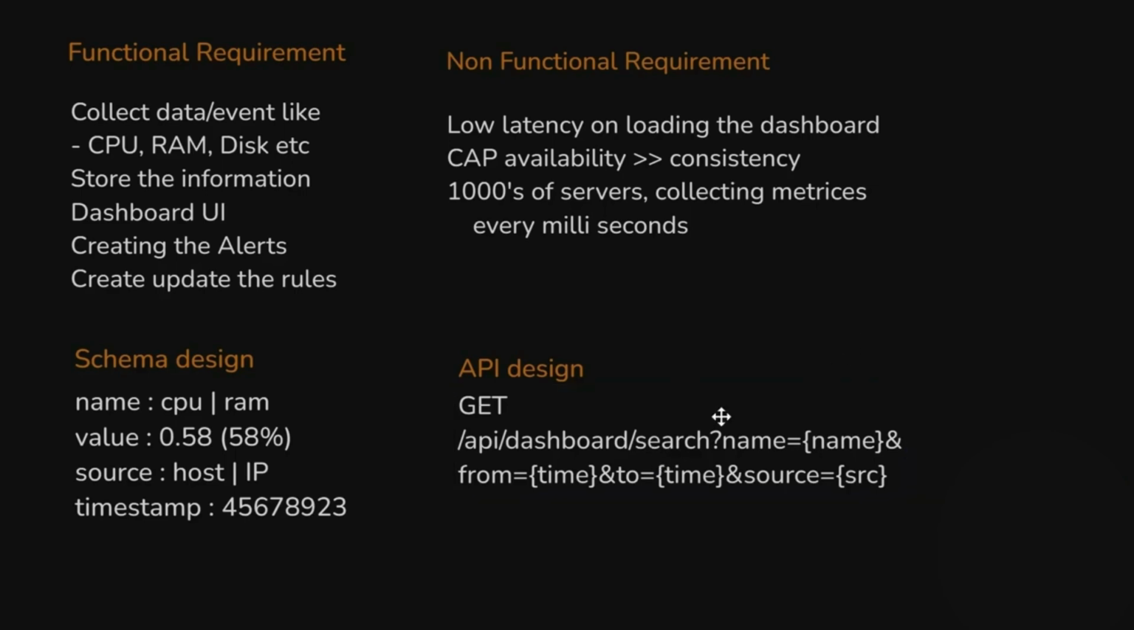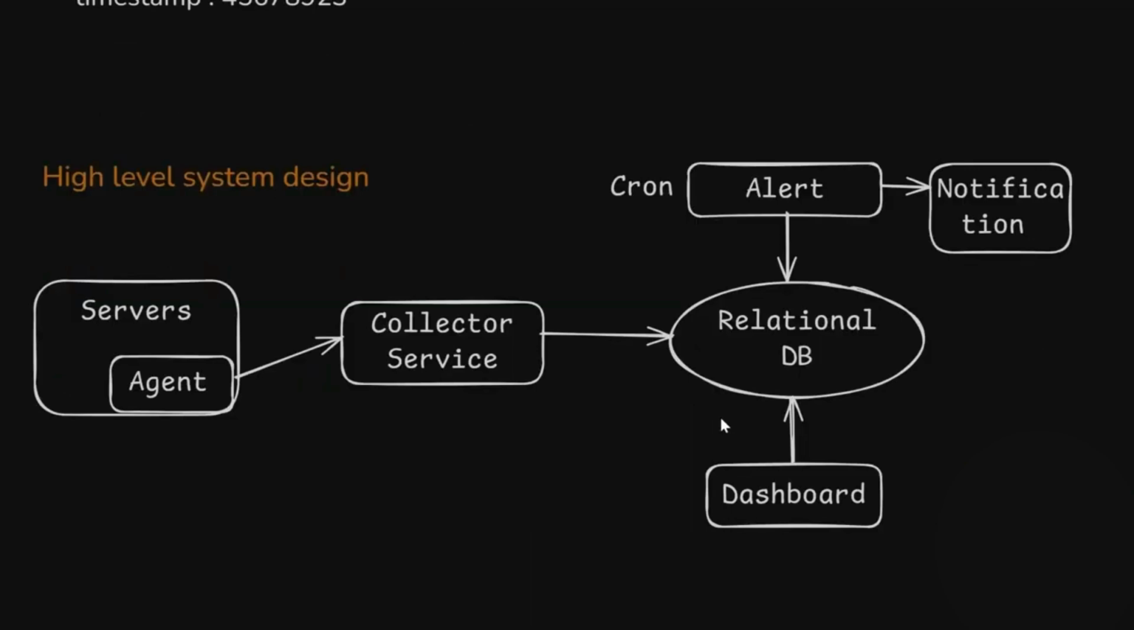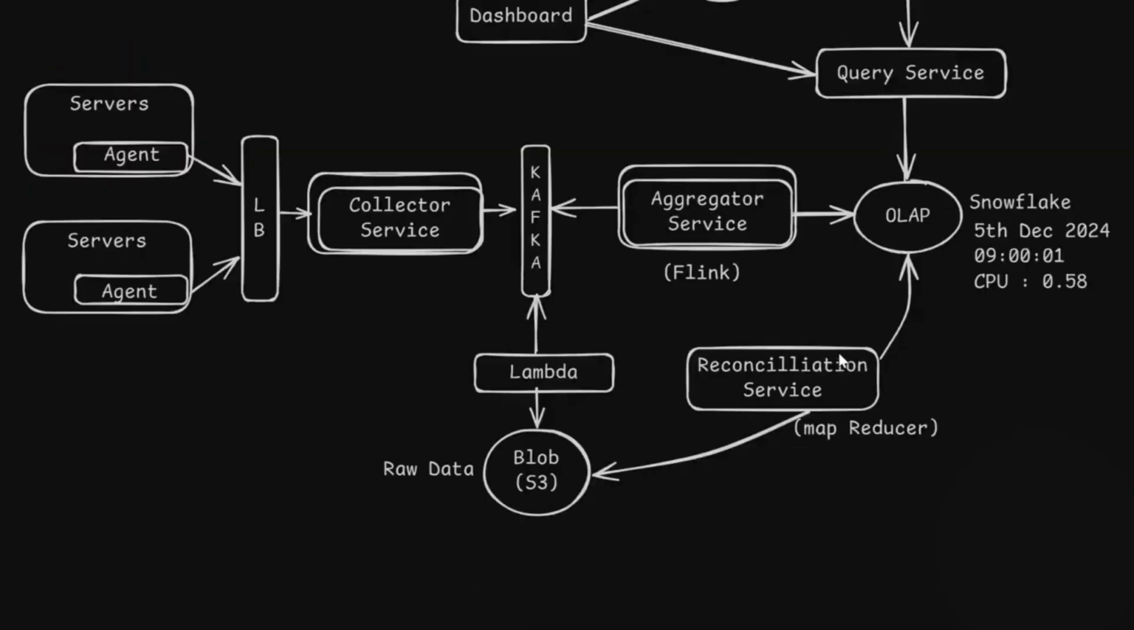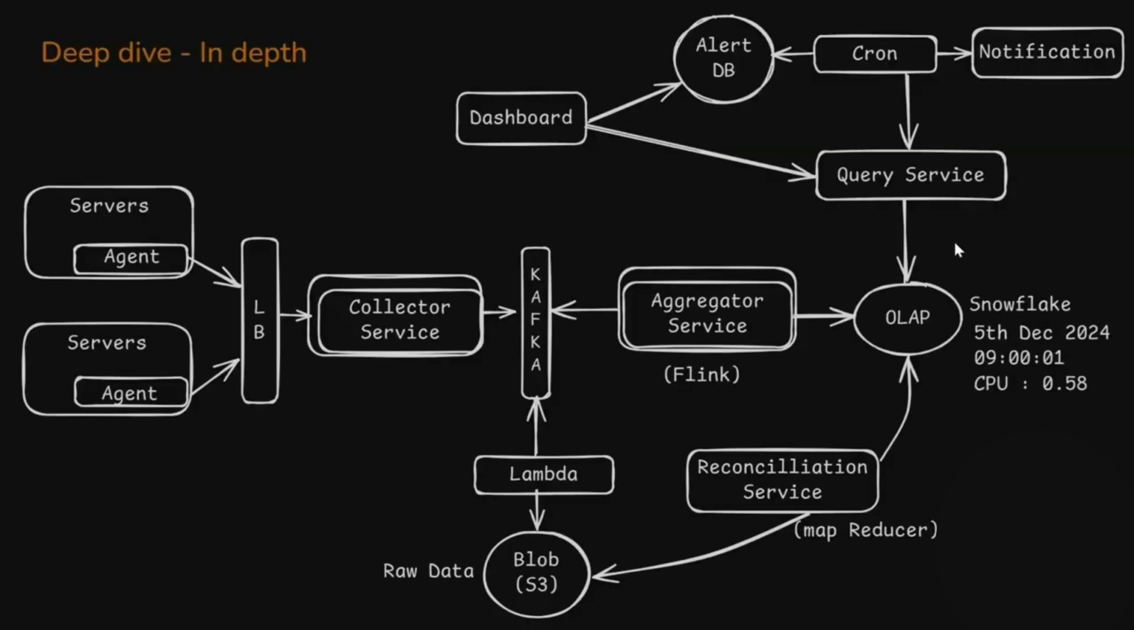APIs and then get into the high-level system design and propose the end-to-end solution, how it is working, and then do a deep dive and keep identifying the bottlenecks and the improvement areas in the system, ultimately coming to a working solution for a scalable system. I hope you have learned something today.